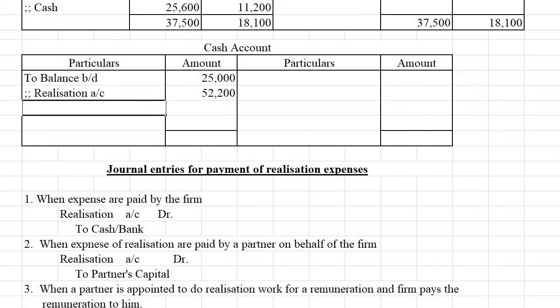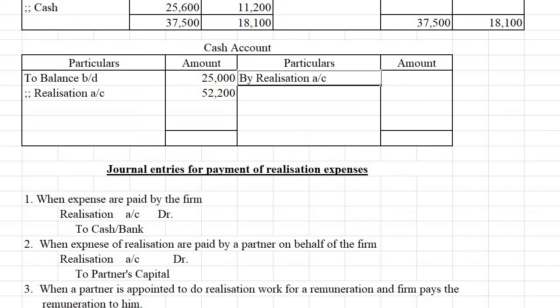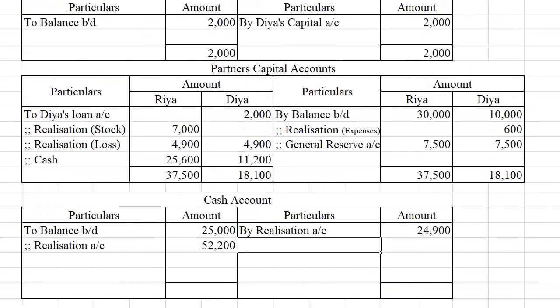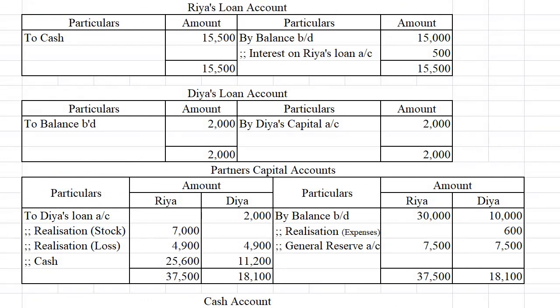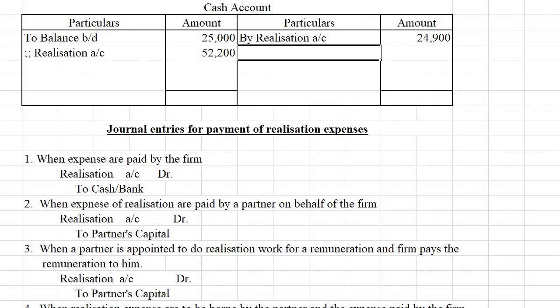Then on the credit side there is payment to creditors. We can write that here, 24,900. Then Ria's loan account we have prepared. That amount is to be paid. We have written 15,500. So on the payment side we can write Ria's loan account, 15,500.